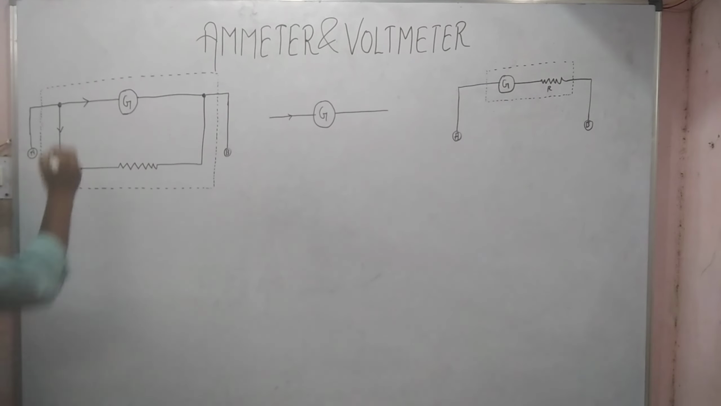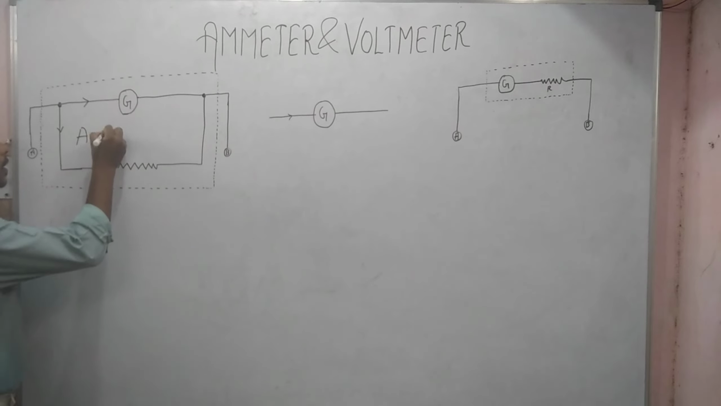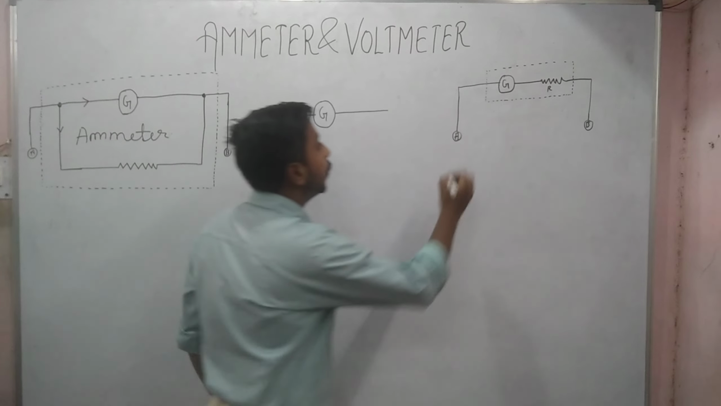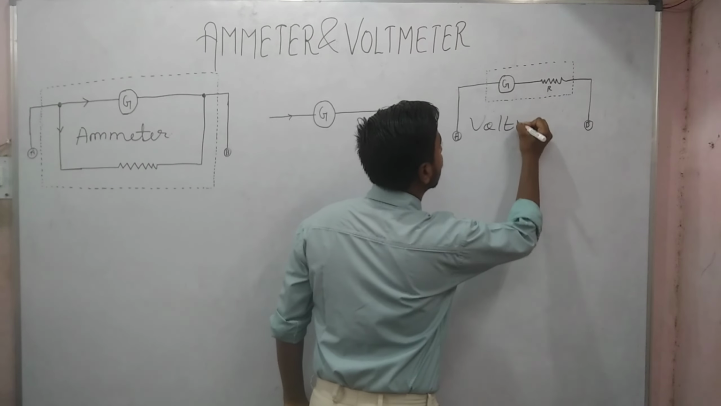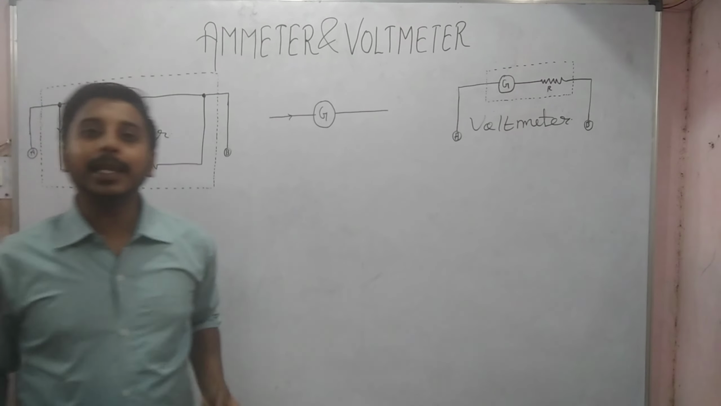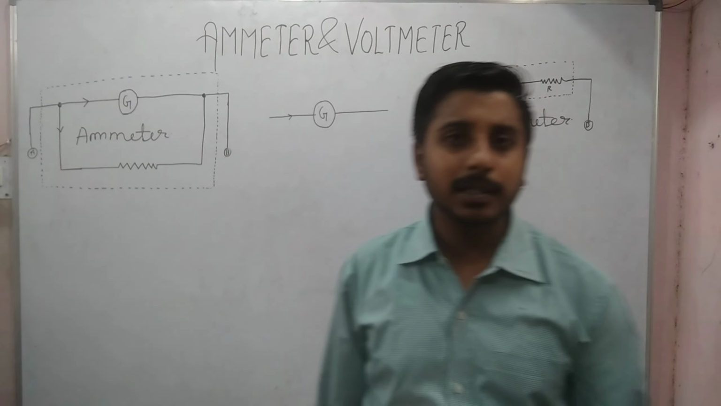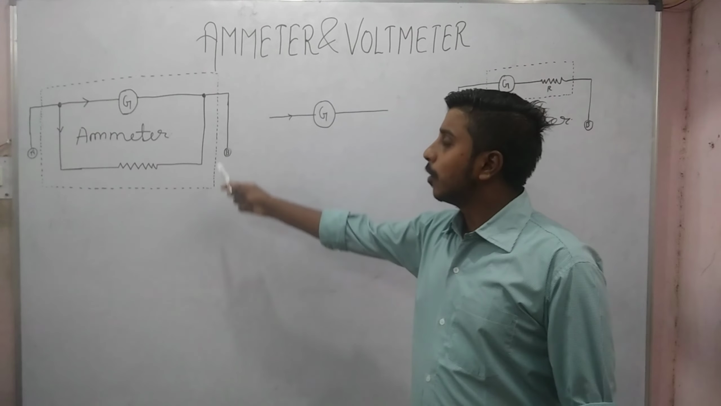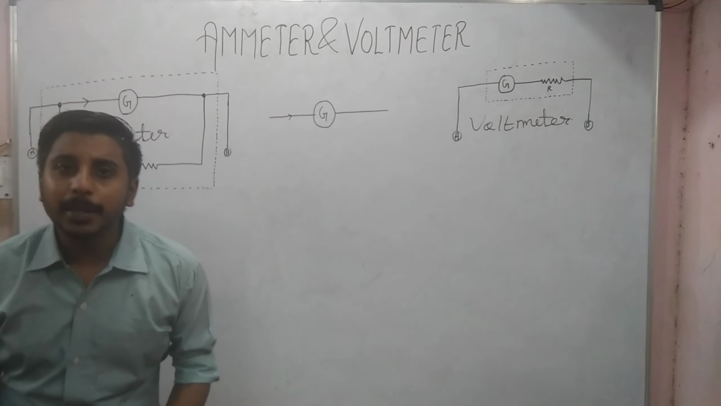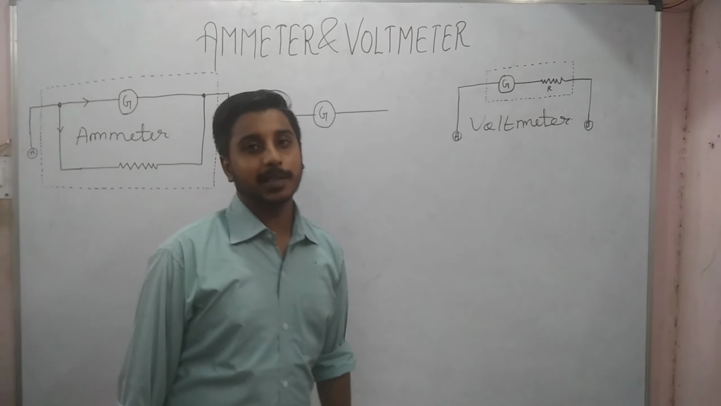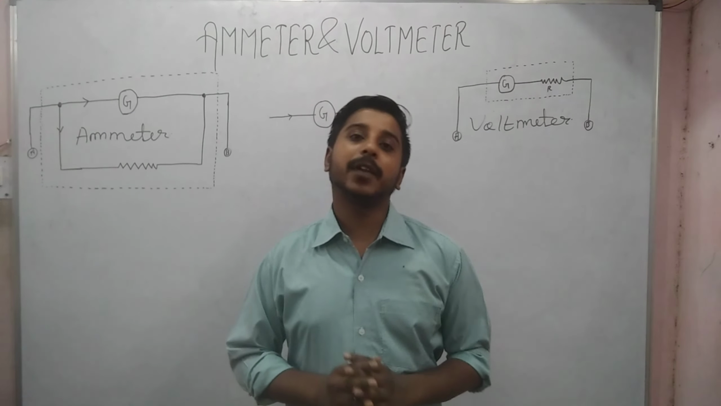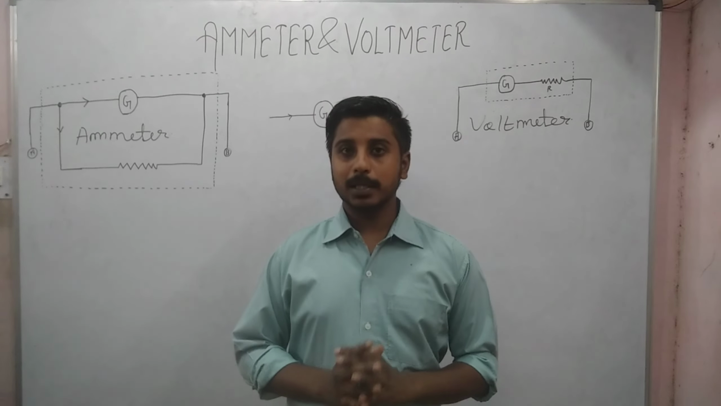What is ammeter? This one is an ammeter, while on the left side we have a voltmeter. Simply saying, an ammeter is a device which is included in a circuit to measure the current. Simple definition. While voltmeter is a device included in a circuit to find out the voltage or the potential difference between two ends of the circuit.